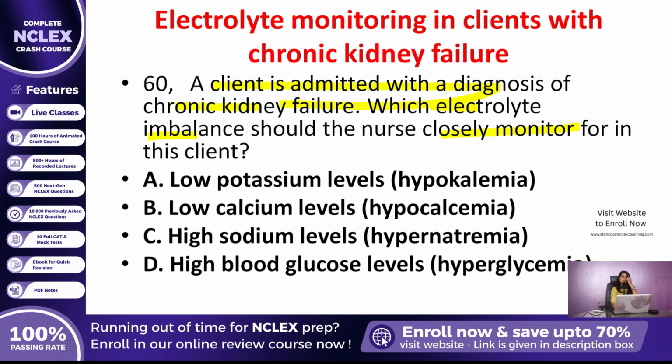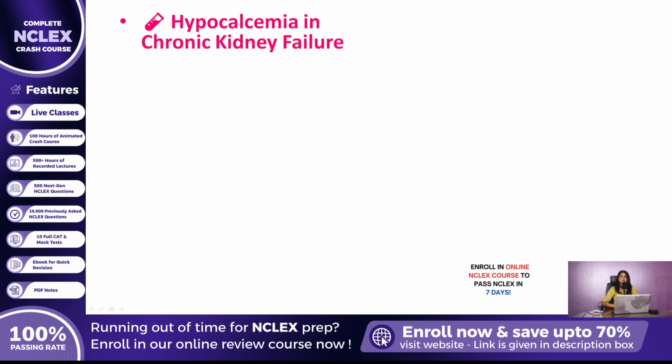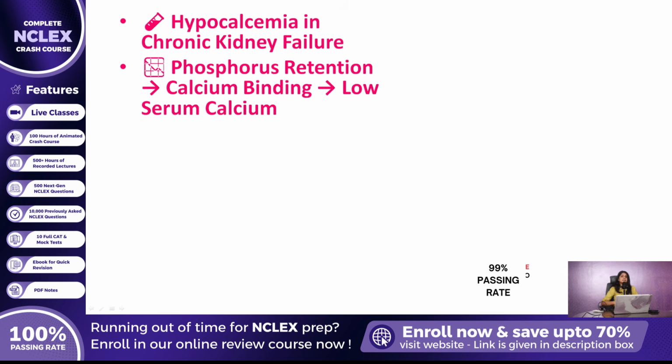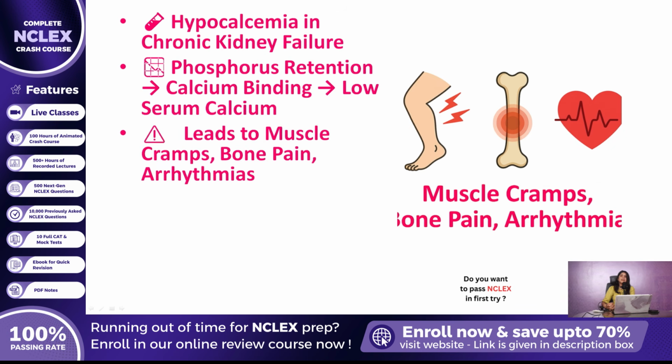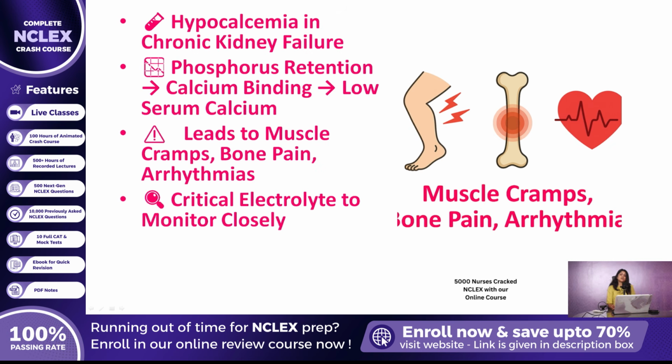The correct answer is option B. Low calcium levels, hypocalcemia. In chronic kidney failure, the kidneys lose their ability to effectively excrete phosphorus. As phosphorus accumulates in the bloodstream, it binds to calcium, leading to decreased serum calcium levels. This disruption in calcium-phosphorus balance is a hallmark complication of renal failure and can lead to symptoms such as muscle cramps, bone pain, and even cardiac arrhythmias if not managed. Therefore, hypocalcemia is a critical electrolyte imbalance the nurse must monitor closely in these clients.